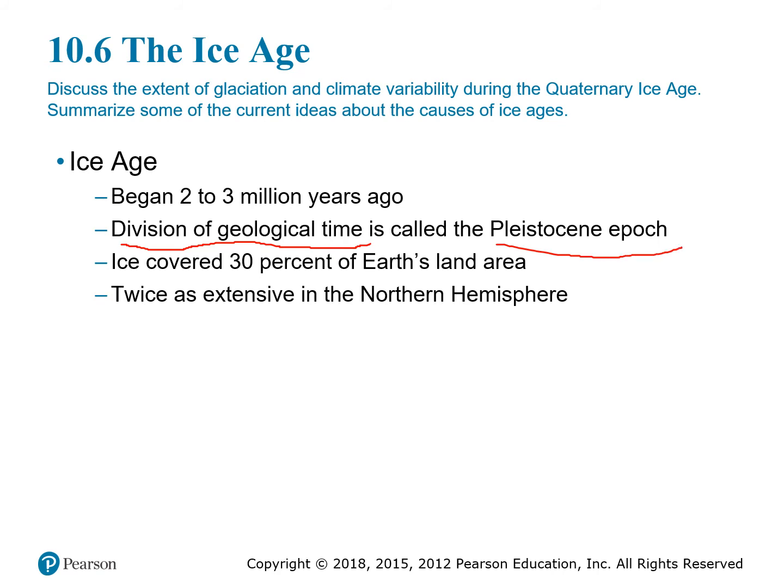Okay, and ice has covered about 30% of Earth's land area, and it's twice as extensive in the northern hemisphere. And there are a number of factors for that. There's more land in the northern hemisphere. There's more land at higher latitudes than in the southern hemisphere. The exception's Antarctica, but you've got the entire Eurasian continent and North America, Canada, Greenland, all those places.